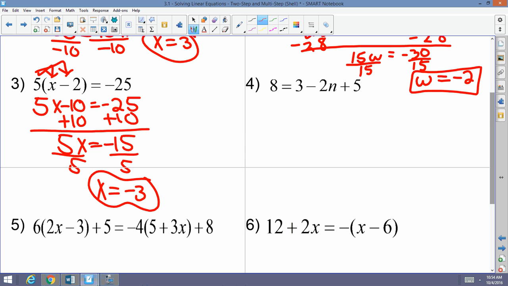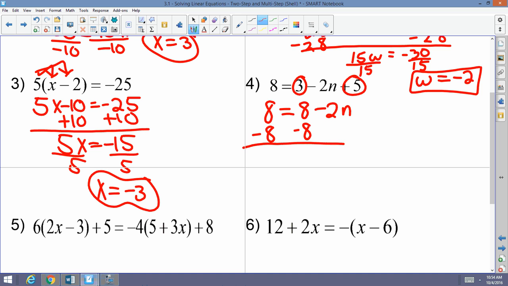Okay, tell me. 8 equals, yeah, because 3 and 5 is 8 minus 2n. Now tell me what to do, Bob. That's exactly right. You subtract 8. Now, okay, I am so glad you said that. I am very proud of you. No, you're wrong. But I'm very proud of your wrong answer.